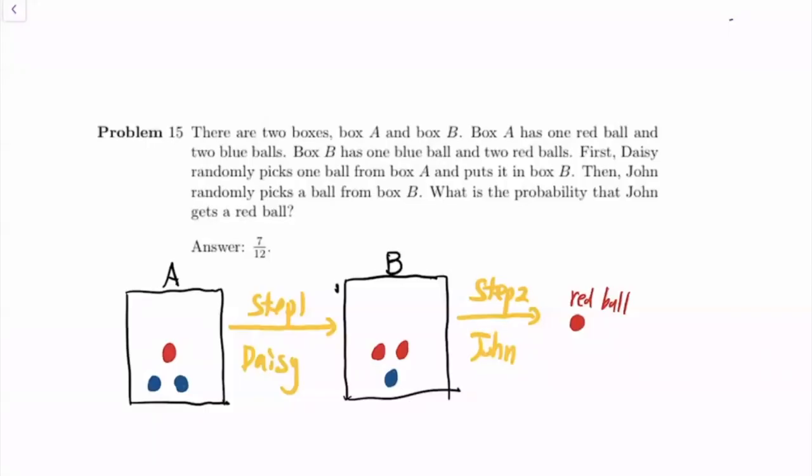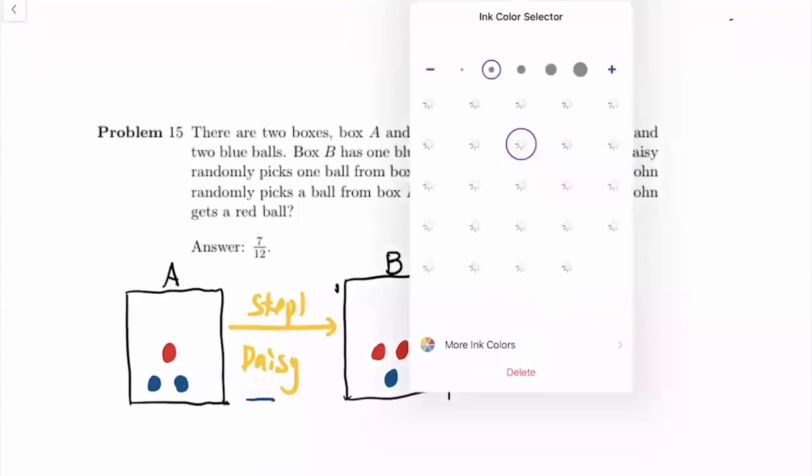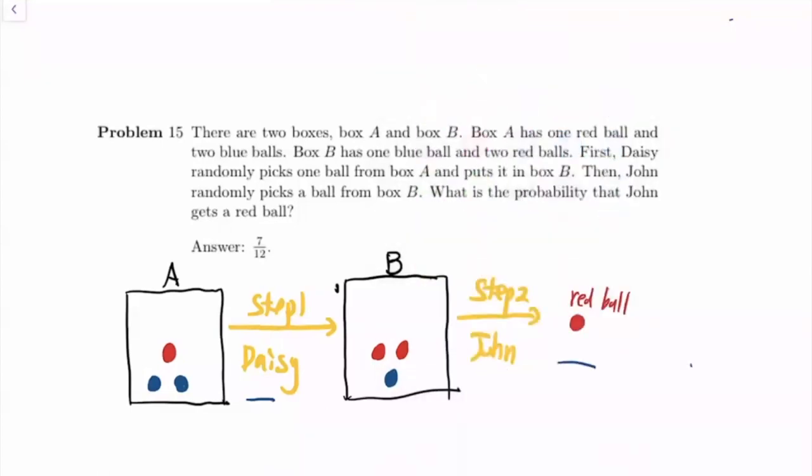Problem number 15. There are two boxes, box A and box B. Box A has one red ball and two blue balls. Box B has one blue ball and two red balls. First of all, Daisy randomly picks one ball from box A and puts it in box B. Then John randomly picks a ball from box B, which we can consider step two, right? The question is, what is the probability that John gets a red ball?